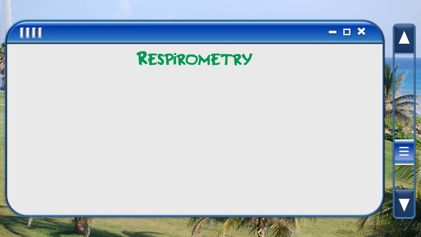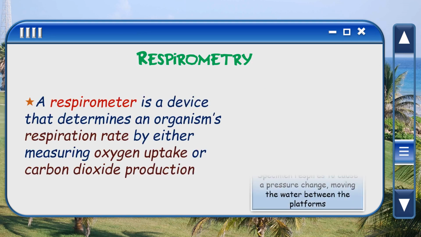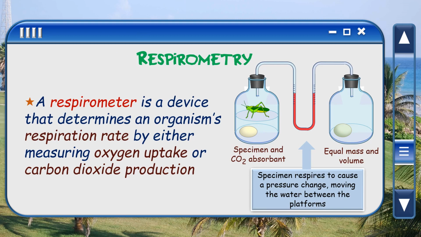Let's look at respirometry. Now, a respirometer is a device that determines the organism's respiration rate by either measuring oxygen uptake or carbon dioxide production. That is our respirometer, the device we are going to use to determine the organism's respiration rate. This can be determined by measuring the amount of oxygen it takes in or the amount of carbon dioxide it is producing.